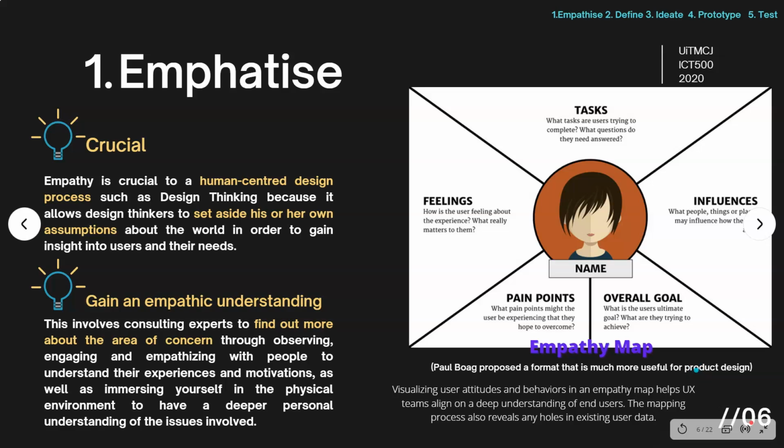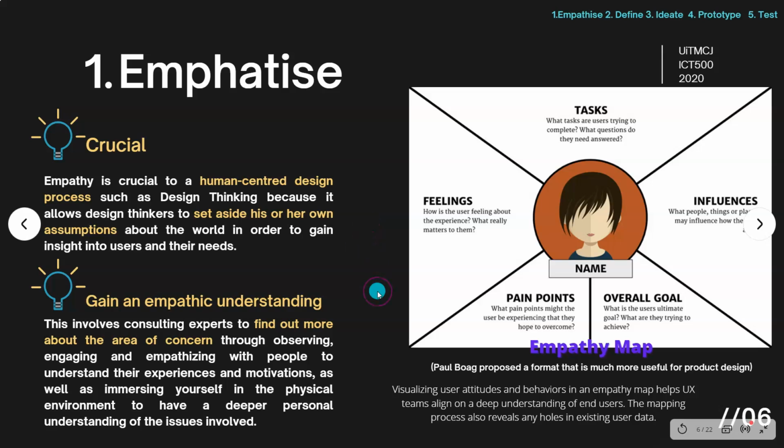Alright, so we look at the first one, which is empathise. What is empathise here? You want to visualize user attitudes and behavior. It is crucial to a human-centric design process because it allows design thinkers to set aside his or her own assumptions about the world in order to gain insight into users and their needs.